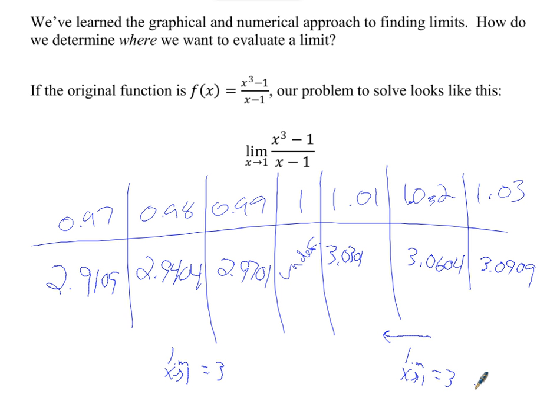So we're approaching the same number from both sides. Because we're approaching the same number from both sides, we can say that the limit as x approaches our discontinuity overall is 3. If we did not have the same number approached on both sides, then the limit would not exist. Okay?